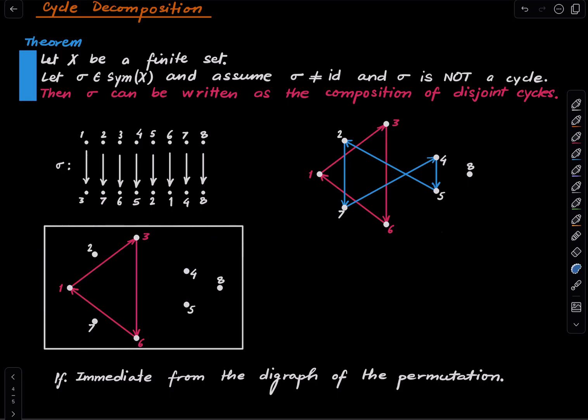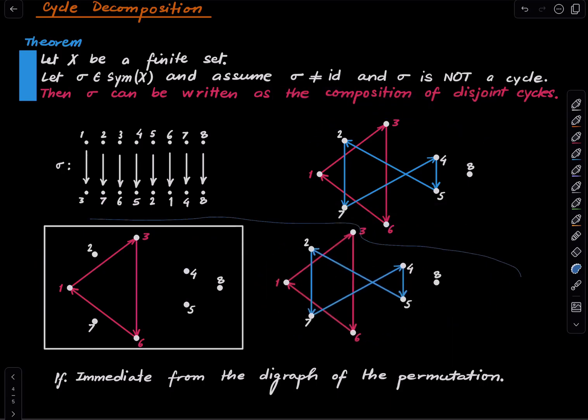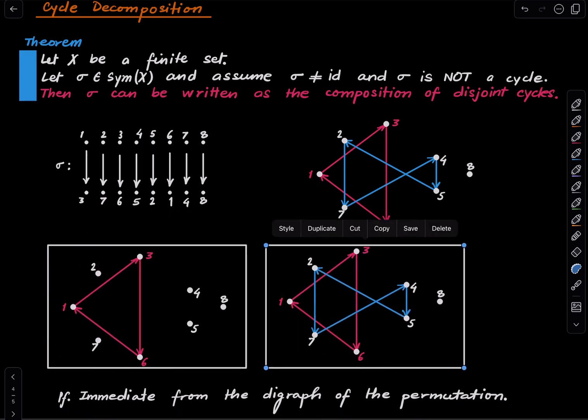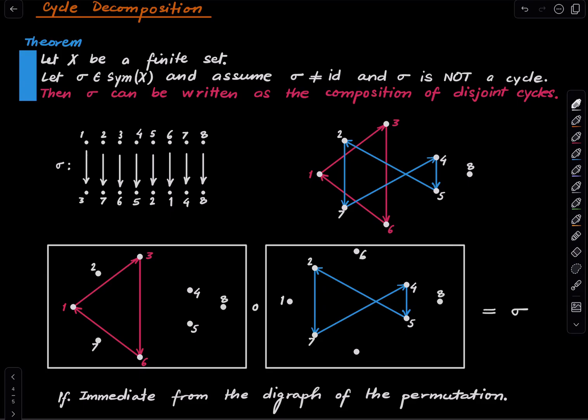What is the second permutation? Well, that is the second permutation. So if you compose the two, you will get sigma, right? So this is the composite symbol, looks like a 0, but this is the composite of this permutation and that permutation. So here we can write sigma as the composite of two disjoint cycles, and you can do it for any permutation which is not identity and not a cycle. Even if there were more cycles around, you would have just as many things appearing here as there are non-trivial cycles in the original permutation.